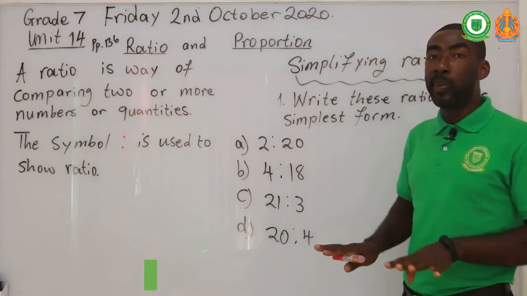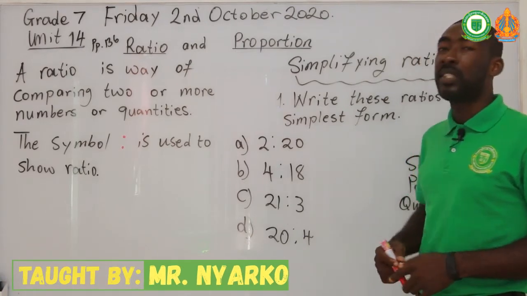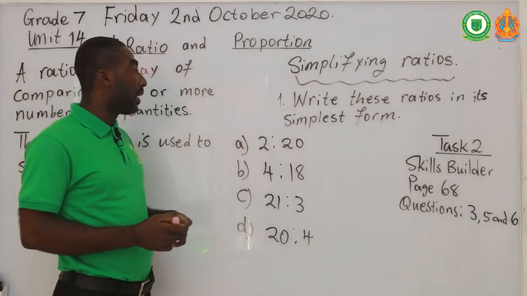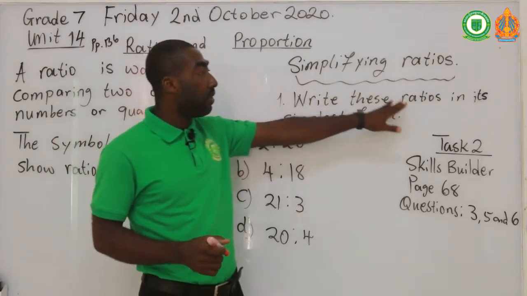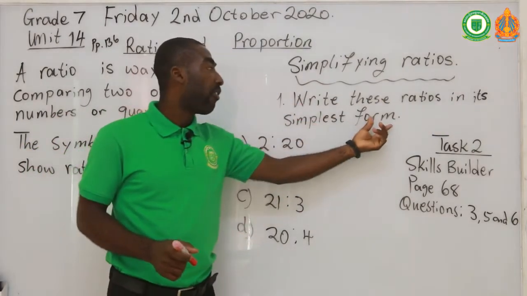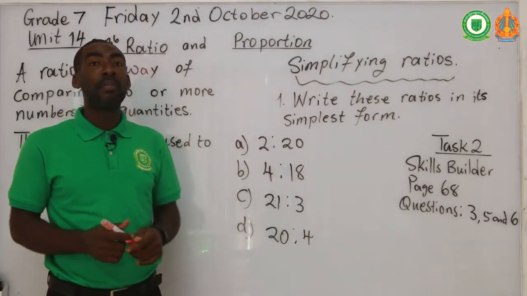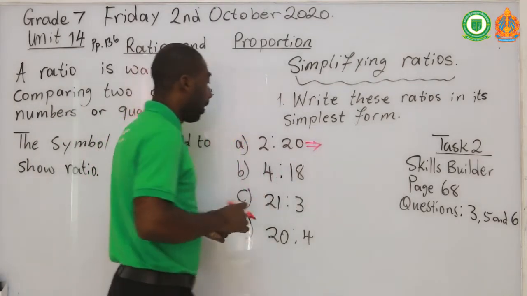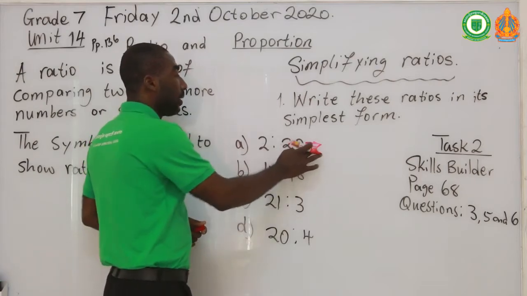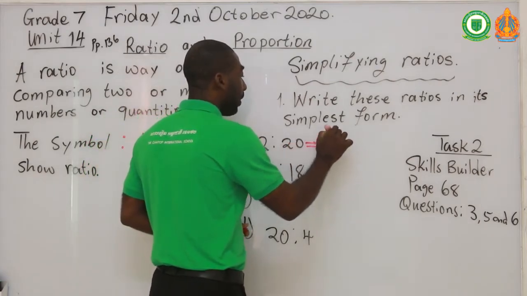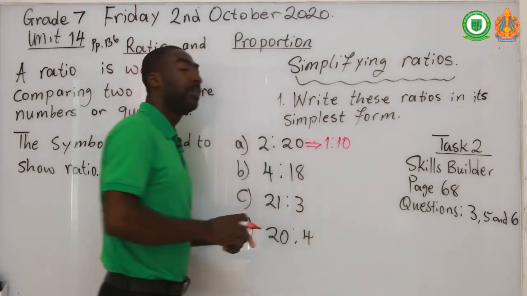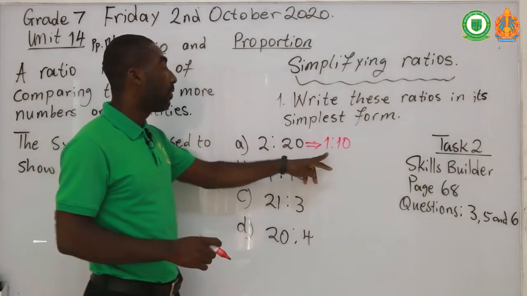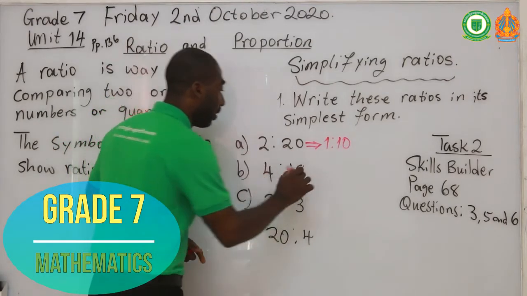Okay, so on this side we're just going to look at how we can simplify. Simplify means you are making it simple, you are making it smaller. Well, so our first example that we have here, we are supposed to write these ratios in its smallest form. So 2 and 20, we can say that 2 will be 1 and 20 will be 10. So we use 2 to divide 2 and 2 to divide 20, and we have 1 is to 10.